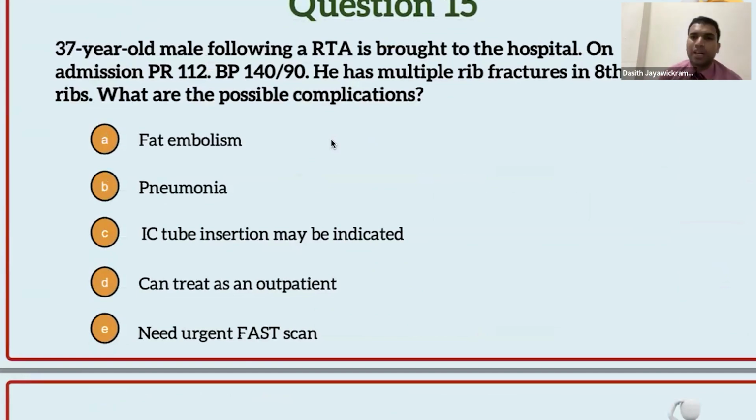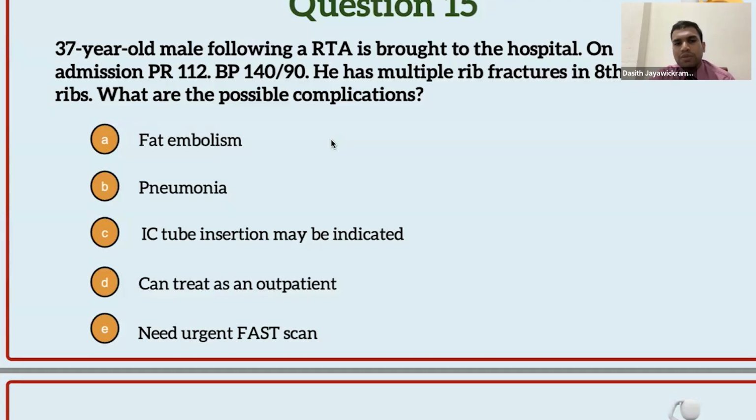A 37-year-old male following RTA is brought to the hospital. On admission, his pulse rate is 112, BP 140/90. He has multiple rib fractures on the 8th to 11th ribs. What are the possible complications? Fat embolism, not in rib fractures, that is in long bones. So it is false. Pneumonia, yes.